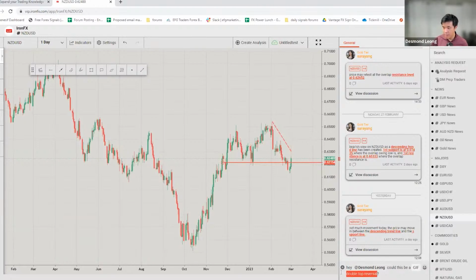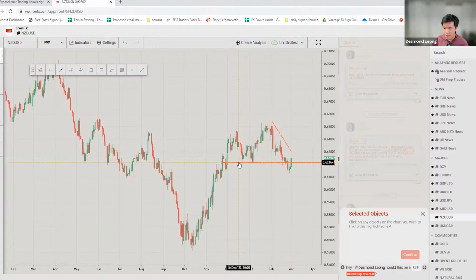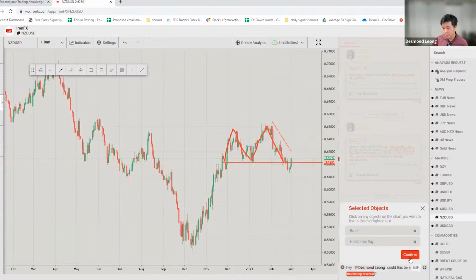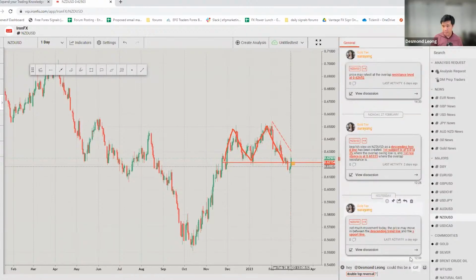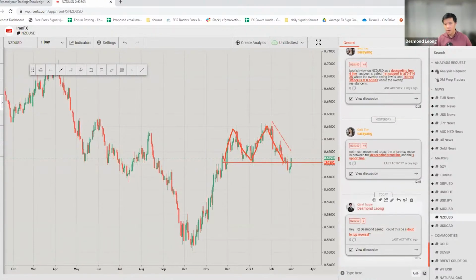Where am I referring to? I highlight this word, click on this button called link object to text, and click on any line that I just drew. Or if I want to, I can also draw additional lines inside, because could this be a little bit of a double top reversal? Confirm it, and send the message through. If anyone reads the message for the first time, they'll see, hey, Desmond, could this be a double top reversal? When they hover the mouse over it, you can see that it lights up on the chart directly.